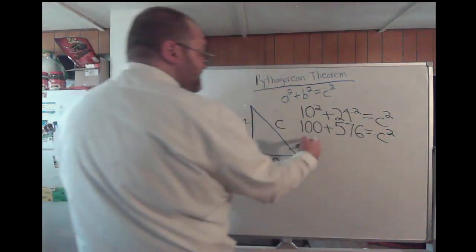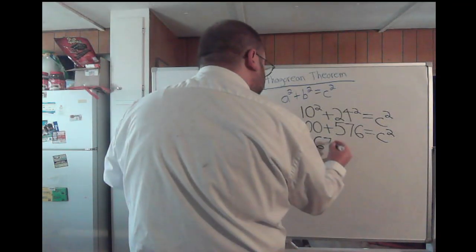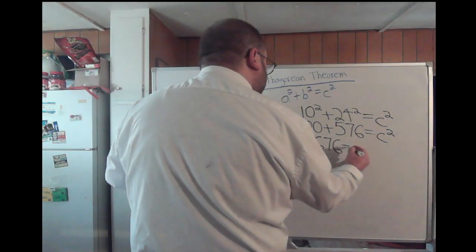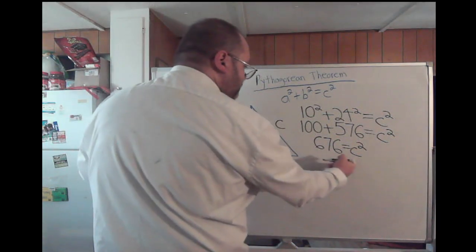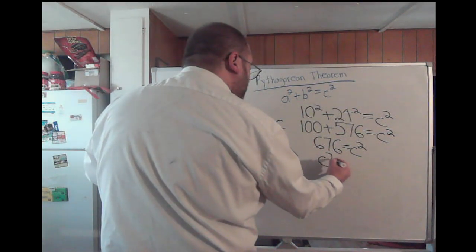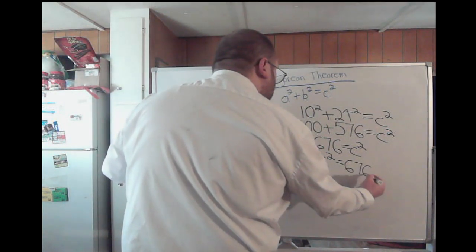So on the left side, 100 plus 576, that's 676. We'll set that equal to c squared. Since these are equal, switch it around. We'll make c squared equal to 676. Okay, well that's good.